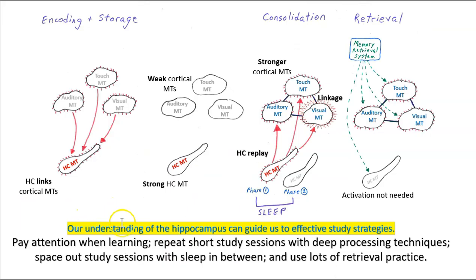So there we have it. Understanding our hippocampus can guide us to effective study strategies. We want to pay attention when learning. We want to repeat short study sessions with deep processing techniques. We want to space out study sessions with sleep in between and use lots of retrieval practice.